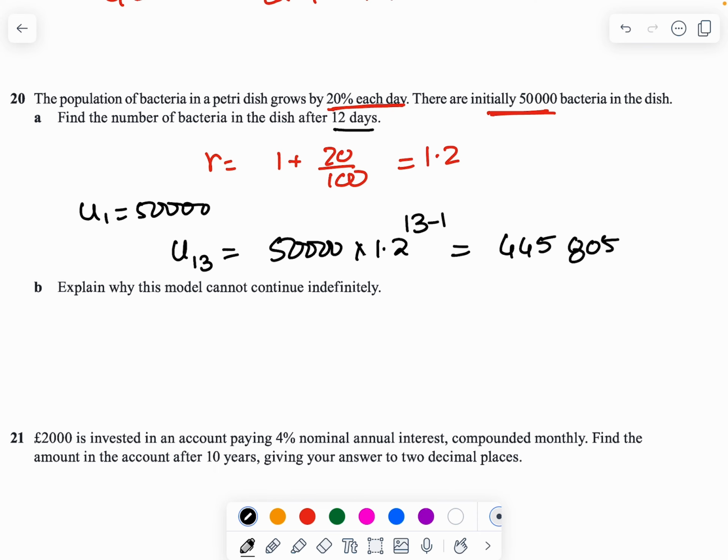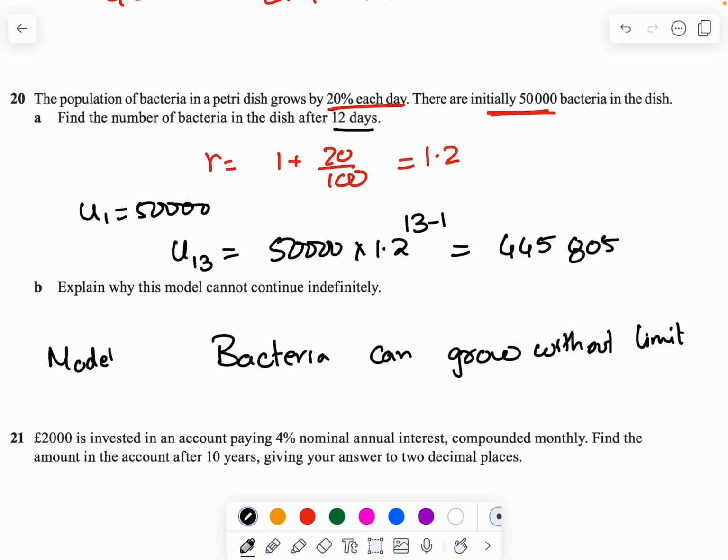Explain why this model cannot continue indefinitely. Because this shows that the bacteria grows without limit. So the model shows that is the reason. Without limit, it is not possible. Otherwise, the earth would have been covered with the bacteria itself. There would have been some limiting factors also.